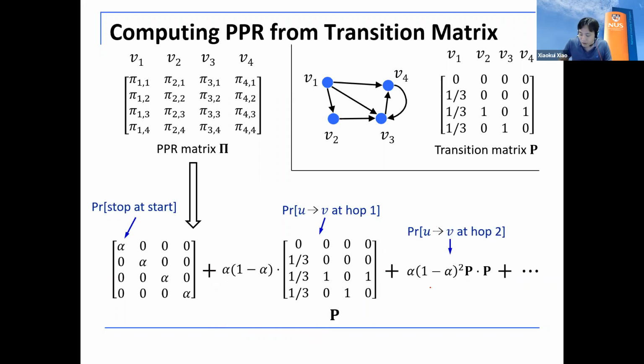Similarly, this part corresponds to the case when we have a two-step random walk, because the probability of having a two-step random walk is alpha times (1 minus alpha) squared. And the distribution of our endpoint can be captured by P to the power of 2, because that's exactly where we're going to end up if we take a two-step walk starting from each node, and so on and so forth.